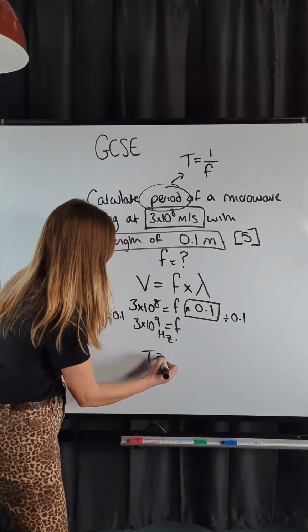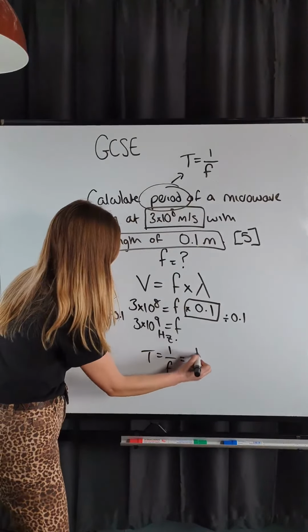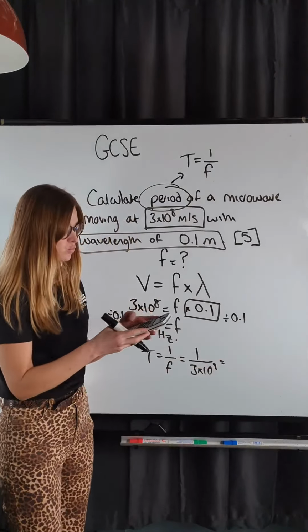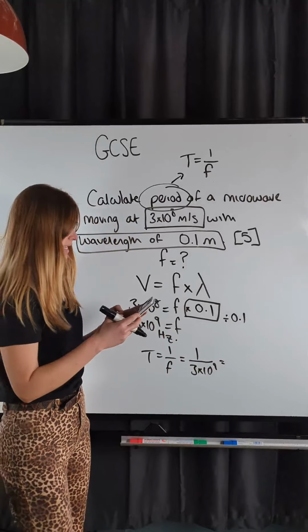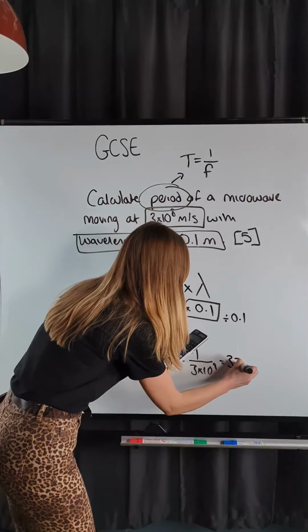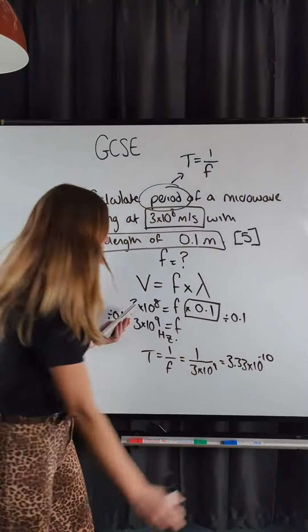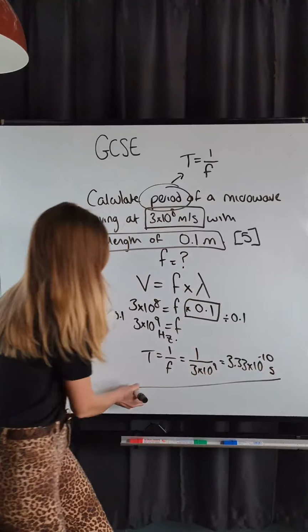I know time period is 1 over the frequency. Time period is 1 over 3 times 10 to the power of 9. So now what I do is 1 divided by my answer, and I get the number 3.33 times 10 to the power of negative 10. Time period is measured in seconds.